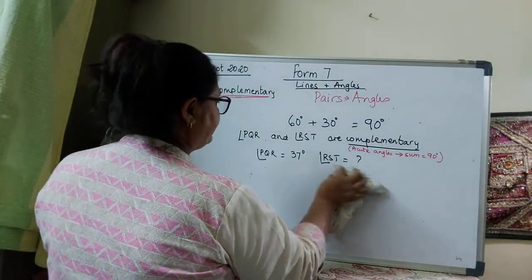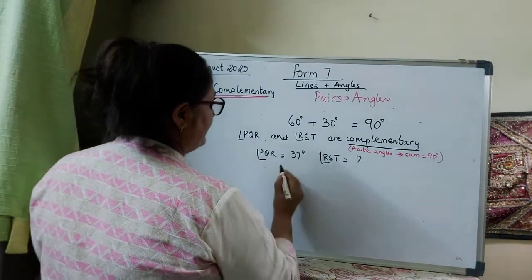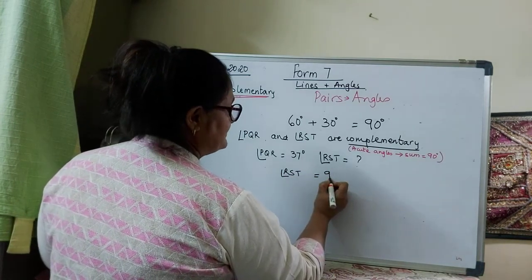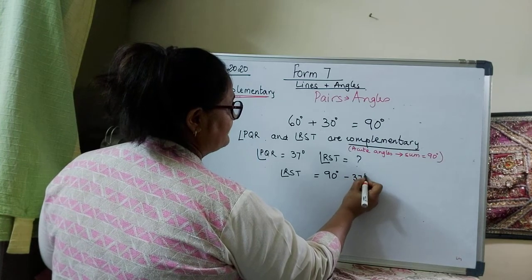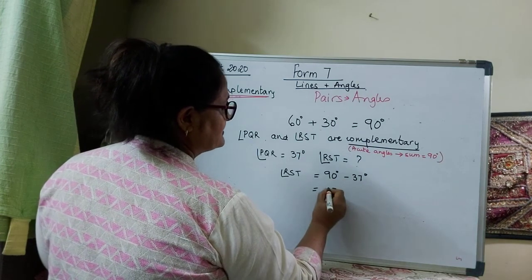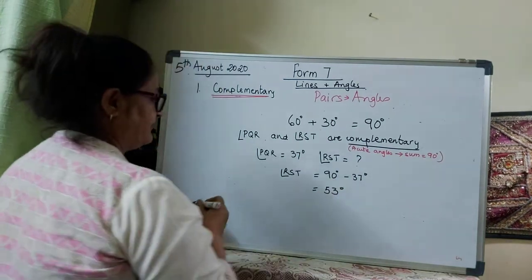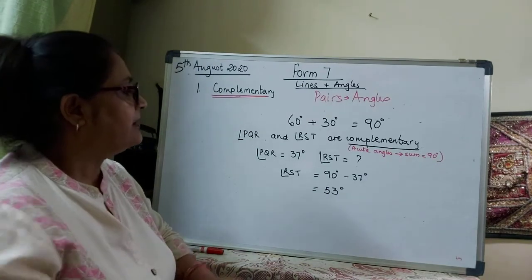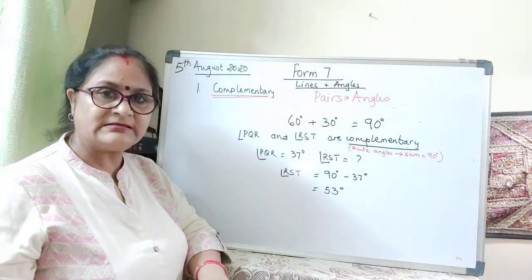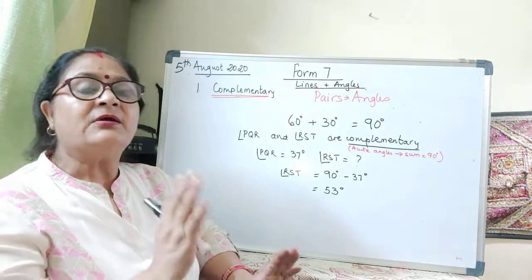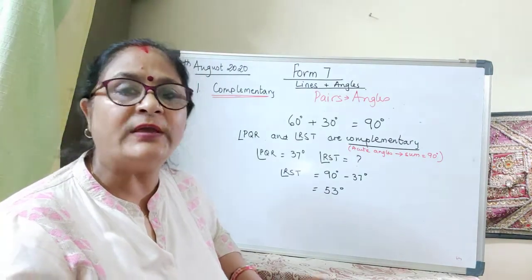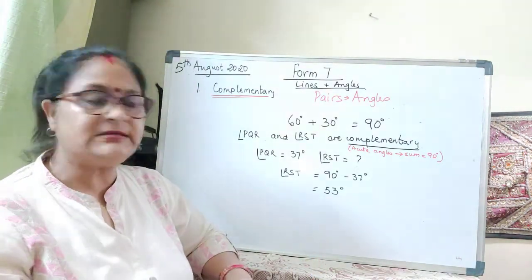So we can say angle RST will be equal to 90 degrees minus 37 degrees, which is equal to 10 minus 7 is 3, 8 minus 3 is 5. Right. So, what is the value of RST? Measure of RST? 53 degrees. So, if they are complementary angles, if the measure of one is given, to find the other angle, you will subtract it from 90 degrees.